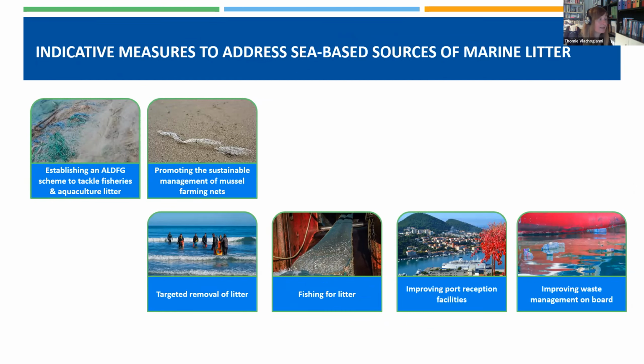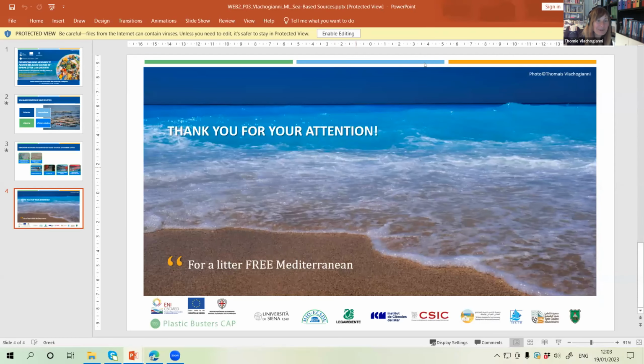Katerina will be talking about establishing a derelict fishing gear management scheme to tackle the fisheries and aquaculture sectors. Then Carlo, our next speaker, will be talking about promoting the sustainable management of mussel farming nets, which is a big problem in many areas of the Mediterranean. But there are also other types of measures like the targeted removal of litter from the seafloor, activities meant to raise the awareness of fishermen, and the so-called passive fishing for litter actions, actions to improve port reception facilities and encourage the disposal of waste by ships at ports. And also actions to raise the awareness, to raise the capacities, and to improve the management practices on board the ships. So now, Katerina, it's time to pass the floor to you.